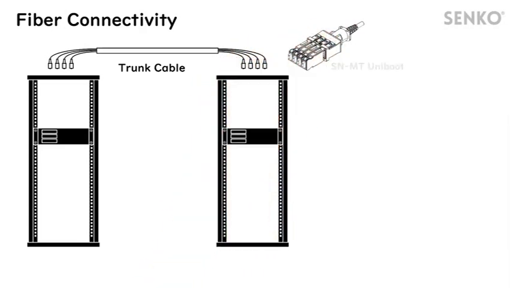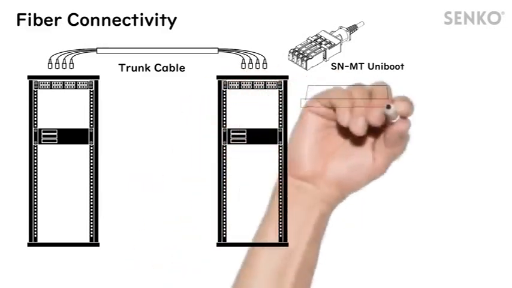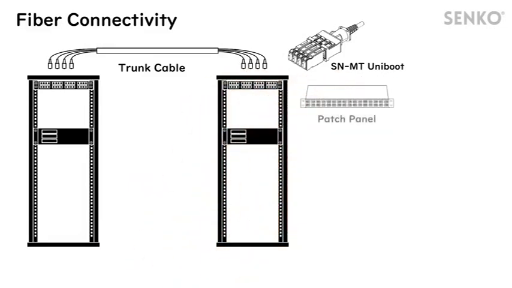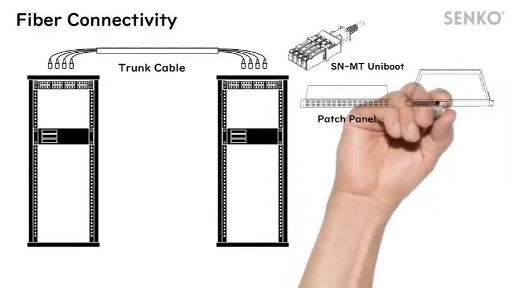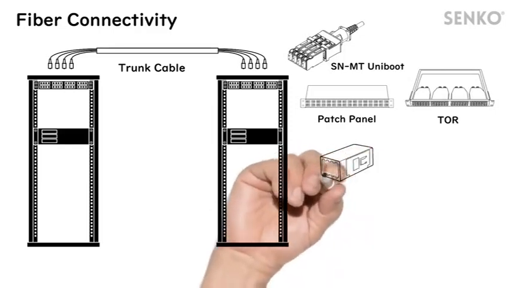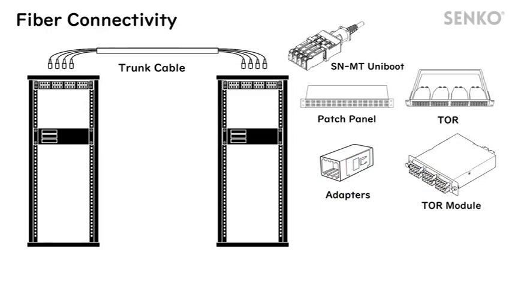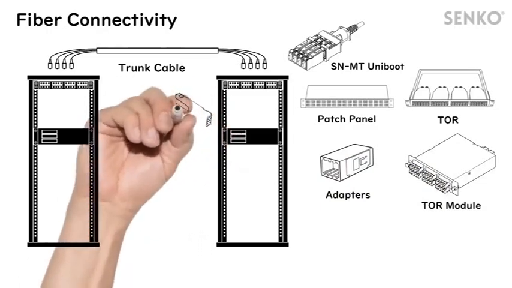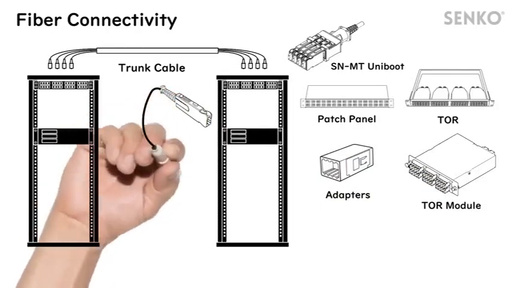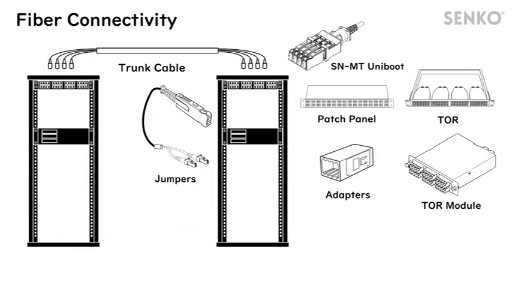Trunk cables that have high fiber counts that are pre-connectorized on both ends reduce the number of cable runs between racks. The use of multi-fiber connectors, such as the SN-MT Uniboot connector, will also reduce the number of connectors needed, allowing for quicker installation. These trunk cables are usually connected in a patch panel or top-of-rack module, which presents itself to the trunk cable connectors in the rack. Patch panels are shelves in which adapters or modules are housed, while a top-of-rack module is the component that houses the adapters or fan-out modules.